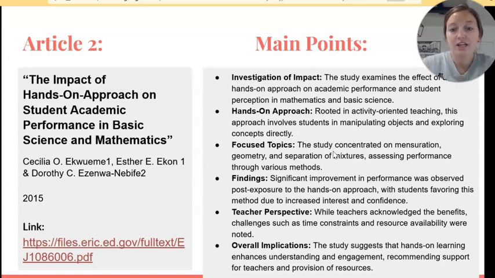And then the study, like I said, was really focused on math and using manipulatives, which is also really important. And then significant improvement in performance was observed post-exposure to the hands-on approach, with students favoring this method due to increased interest and confidence.